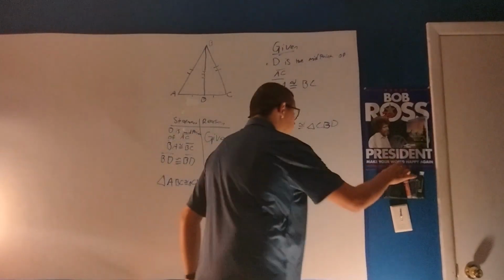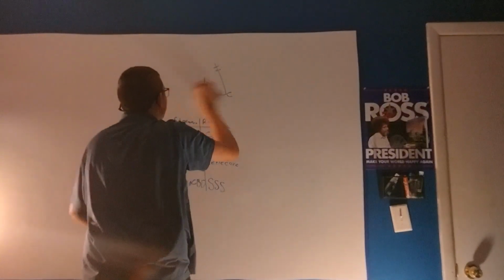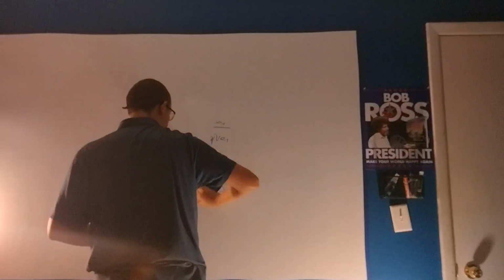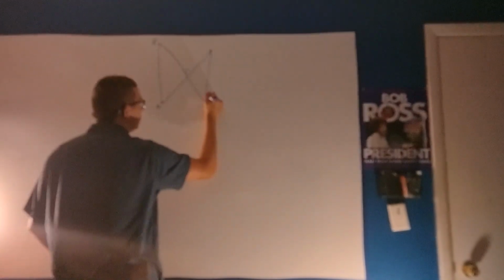Okay, so let me erase this, give you your next example. See if you can do this next one on your own. Get out a piece of paper or something. Okay, we're going to have a diagram that looks like this. And it goes A, B, C, D, E, like that.